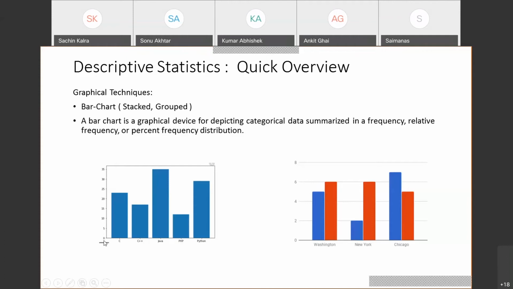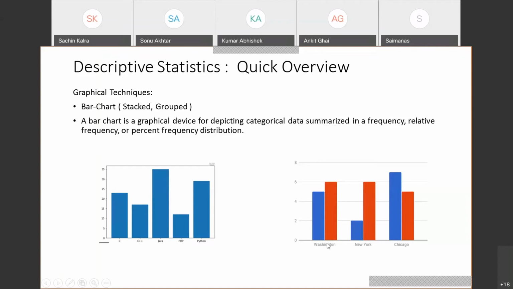Similarly, this is a grouped bar chart which is used to compare a single value within one entity. So the entity here is Washington. Maybe we are just checking how many males versus females are working. So this blue could be males, this red could be females, or vice versa. Similarly for New York, similarly for Chicago. And we can also compare the males of Washington with the males of New York, and males of New York maybe with females of Chicago, and so on.